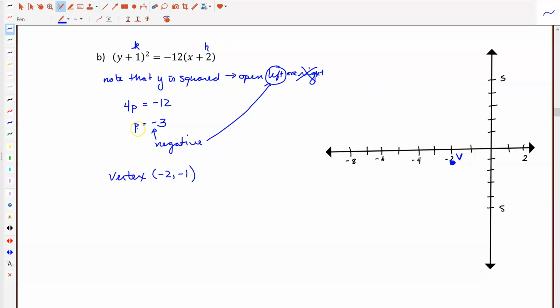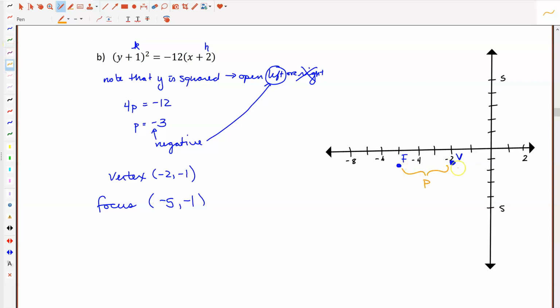And then from there, given my p-value is -3, that means to get my focus, I'm going to go 3 in the left direction. So 1, 2, 3. All right, so this is going to be my focus. So we can see the focus as an ordered pair is going to still be at -1, right? But what changed was the x-coordinate. So where did I end up? Well, if I was at -2, and I'm going to go 3 more in the negative direction, I ended up at -5. So there's my focus, and then as a reminder, this distance right here is p.